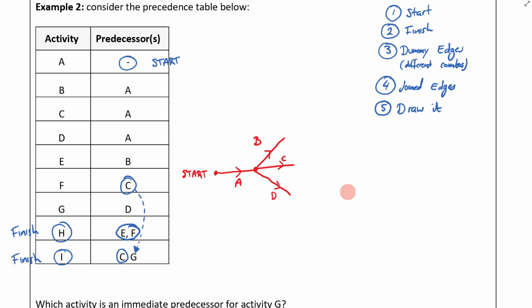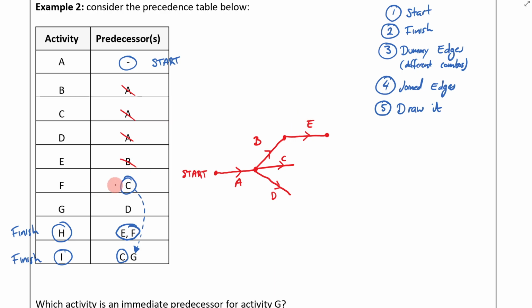Okay, so hopefully you're doing this with a pencil, people. All right. So we're done with this one. We've drawn B, C, and D, all of which are coming from A. Next, we have E, which is coming off B. So here is B. I'm going to draw E off it. And as you can see, E is coming off B. So B is a predecessor to E.